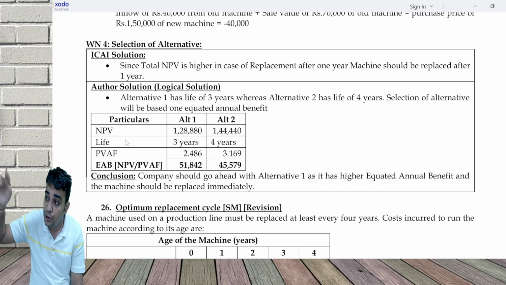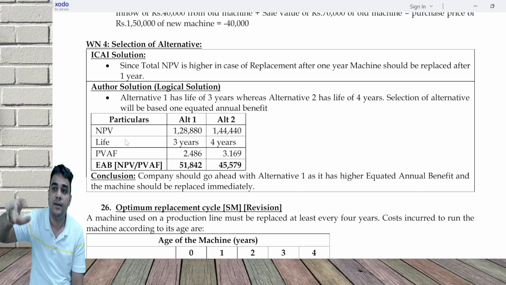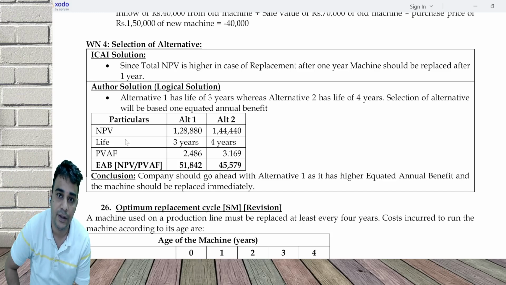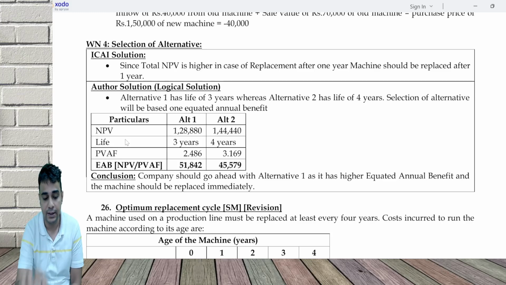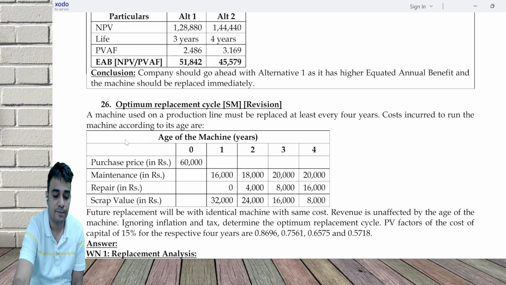But if you are going to buy the new machine again and again, then the logical solution is going through EAB. Focus is on getting the year end cash flow. Which category is this question?